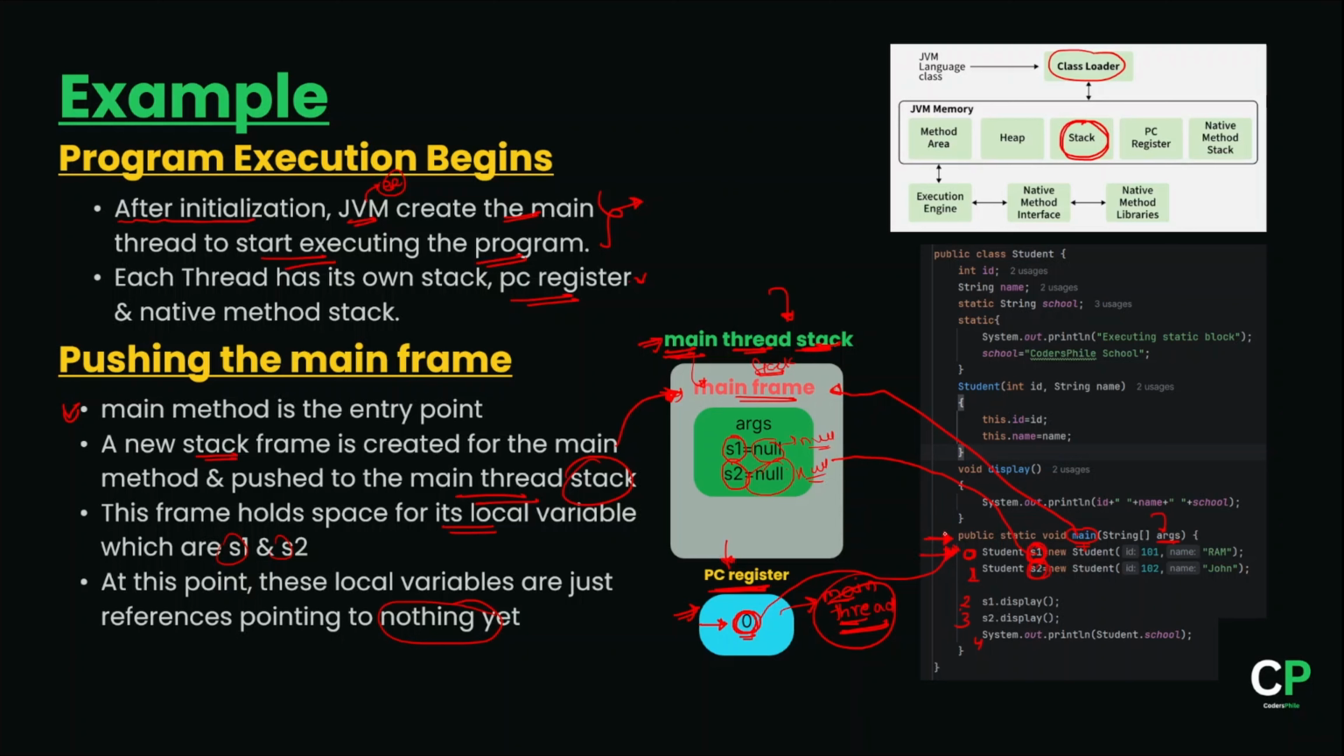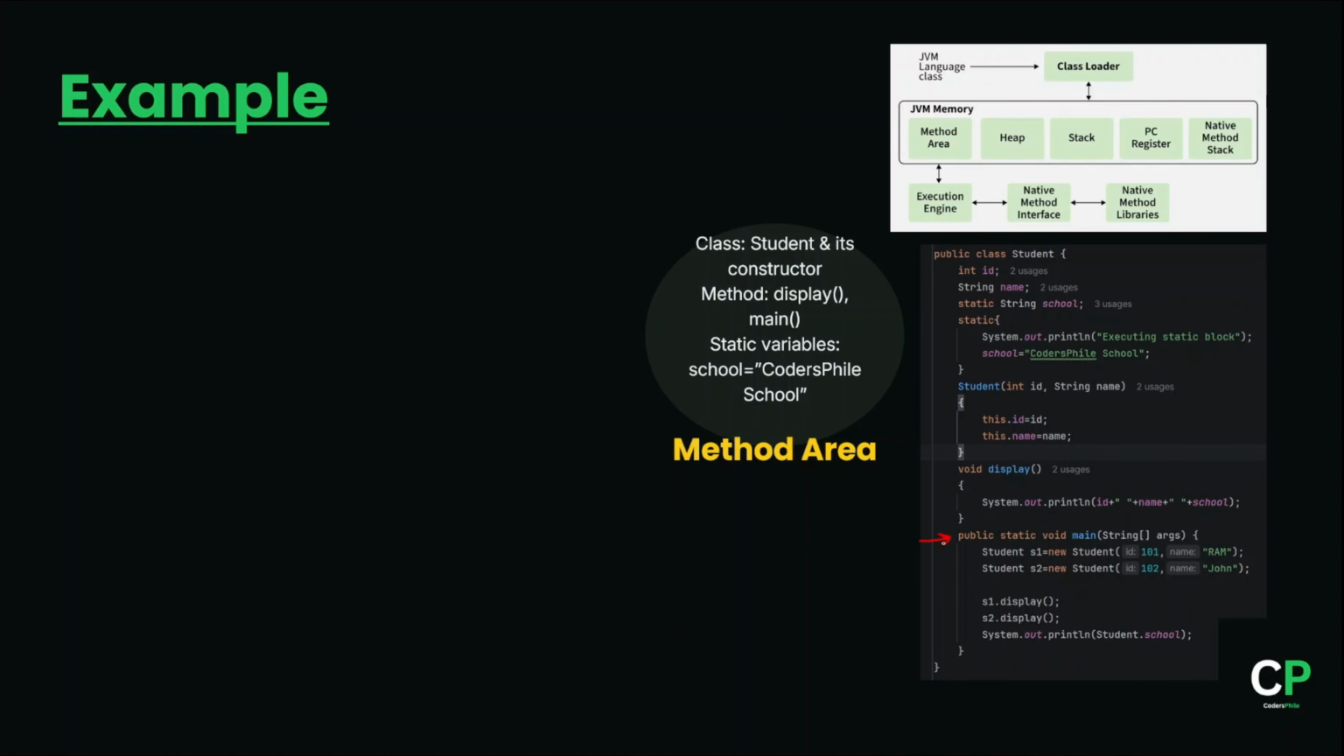Now the main thread starts its execution from this method, and for the execution of the main method the JVM prepares it. So what does it do? It will first push the main frame into the stack. And what does the main frame contain? The main frame will contain the argument and all the local variables. Till now the local variables are pointing to nothing, that is, they are currently pointing to null. Everything is ready for the execution of the main method.